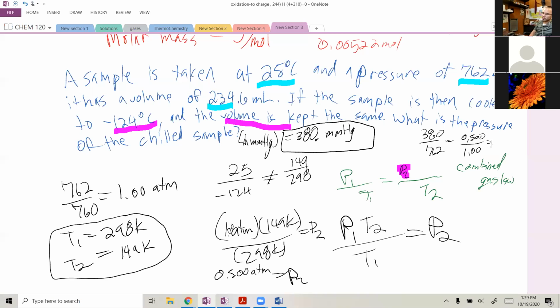So if you watch some videos, sometimes people won't change them. And that's because you don't always have to. But if you don't know when you can take the shortcut, always take the long way, which is convert all of your units. Okay. Any other questions about ideal gas law?